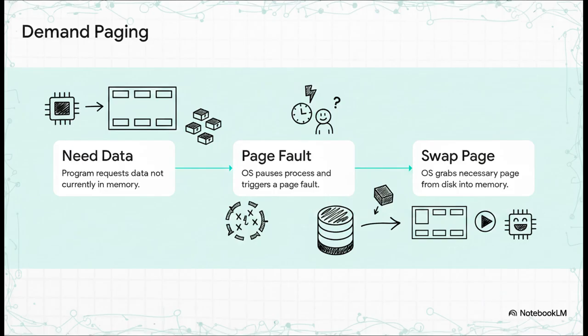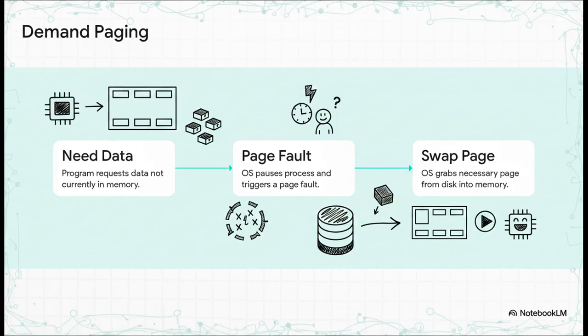So how exactly does it pull off this illusion? Well, it operates on something called the principle of locality, which basically assumes a program only ever needs a small chunk of its code at any given second. So the OS only loads the exact pages it needs right now into physical memory.